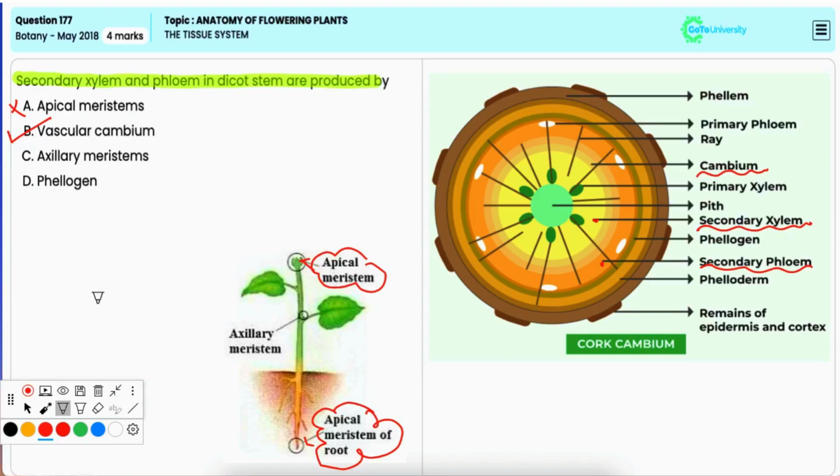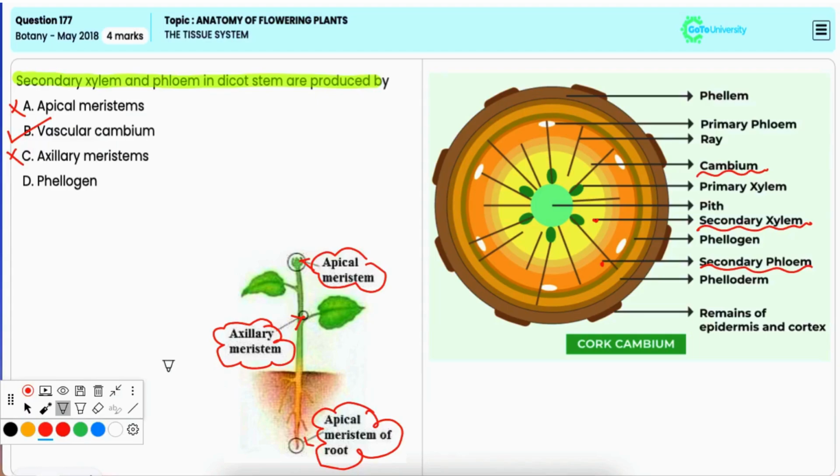Option C, axillary meristems. This is incorrect because axillary meristems are located in the axils of the leaves and are responsible for the formation of branches or flowers, so no secondary vascular tissues are needed.